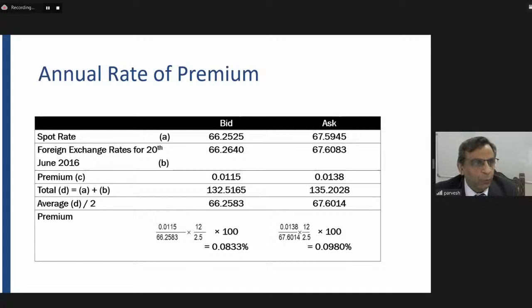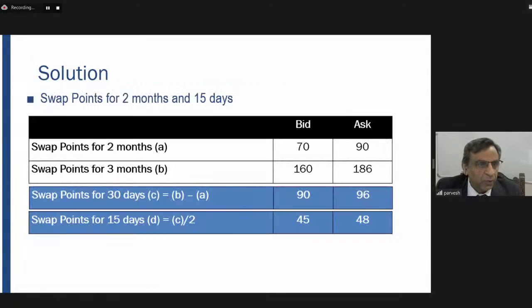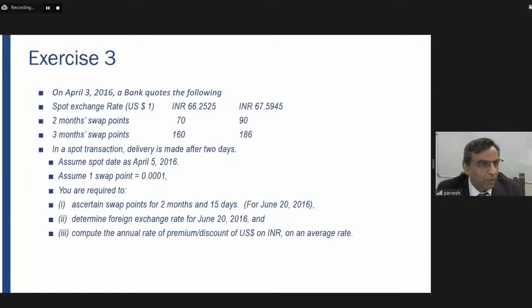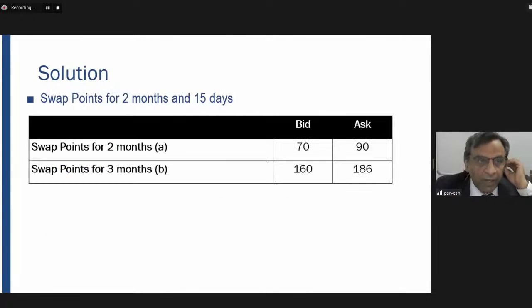So first, I took the spot rate, then I added the rate on 20th of June to it. I got a figure 132.5165, and then I calculated the average. If you look at the question, I'll take you back to the question now so that you can understand why I'm doing it. You are required to focus on the third: compute the annual rate of premium/discount of US dollar on INR on an average rate. This is given in the question, so that's why I'm doing it. Okay, fine.